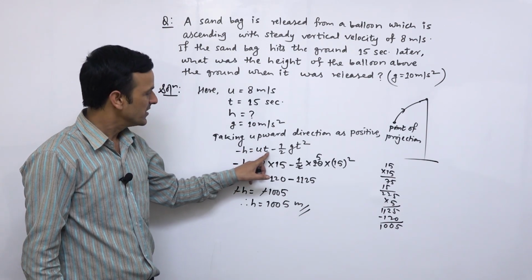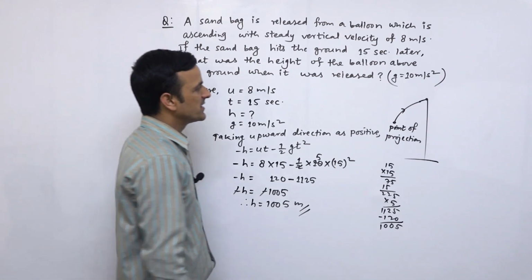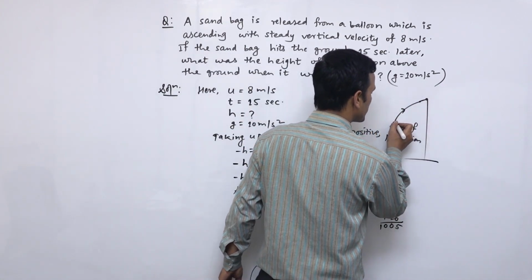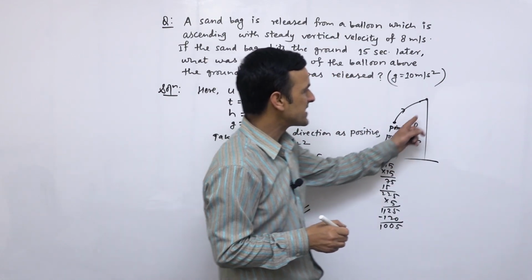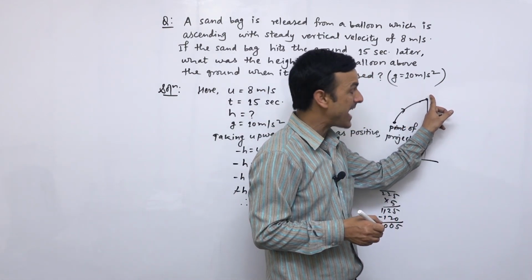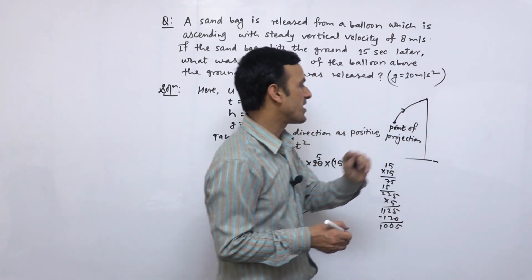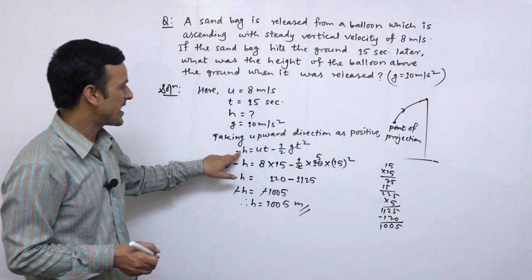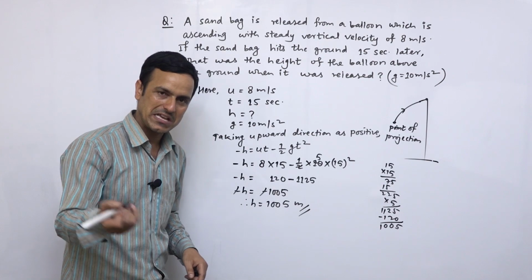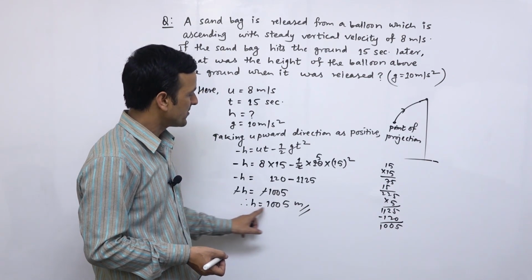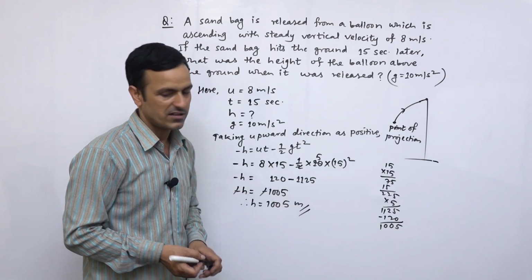This equation of motion is applied over here because this object is projected from the point of projection, but the distance covered by that sandbag, which is inside the balloon, is covered below the point of projection. So in this case we have to take the minus sign, and if you substitute the value, then we get the height of that balloon from the ground. So 1005 meters is the correct answer.